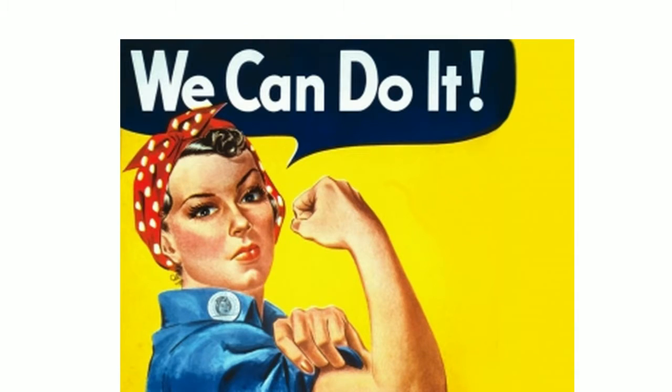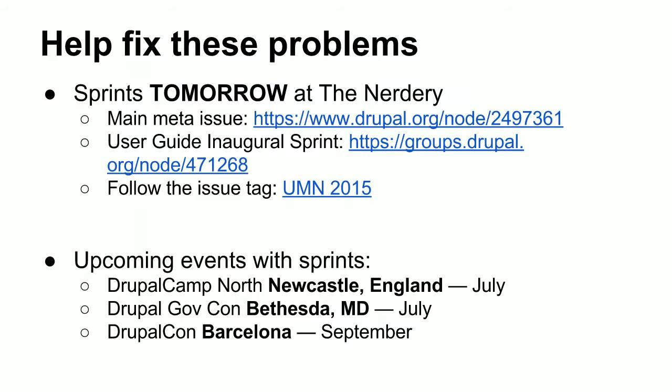Where to next? Well, we can certainly fix it, right? And we're going to try to do that right away. So we have sprints tomorrow at the Nerdery. There are cars leaving here in the morning to get you out to Bloomington to the Nerdery. And there's, I think, still a list out on the front desk where you can write down your name if you need a ride. There's free breakfast and free lunch there, so you won't be hungry if you go.